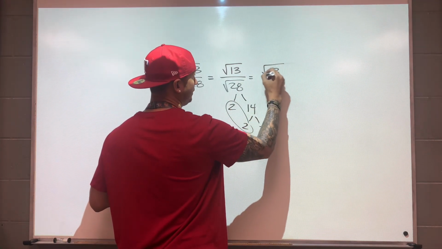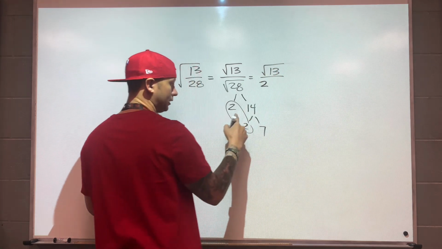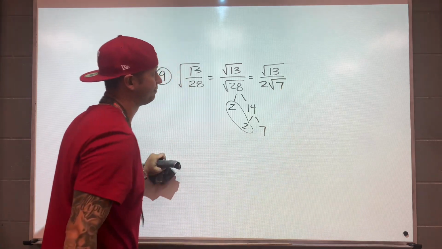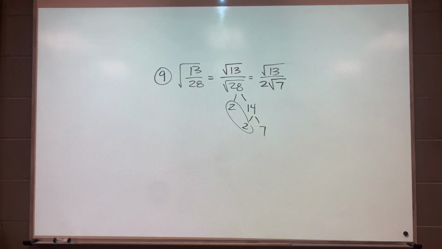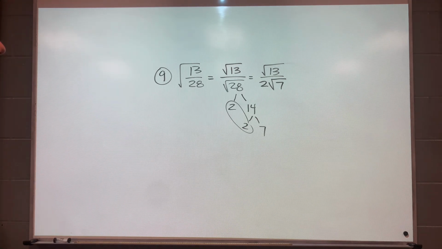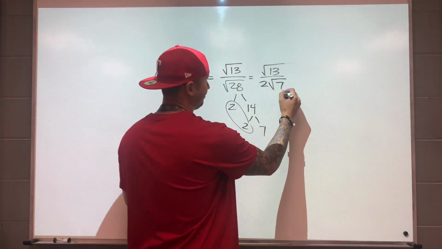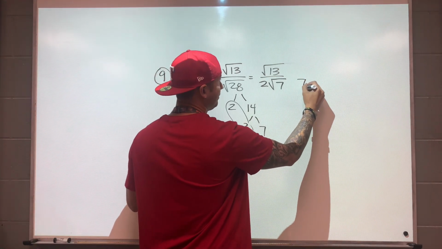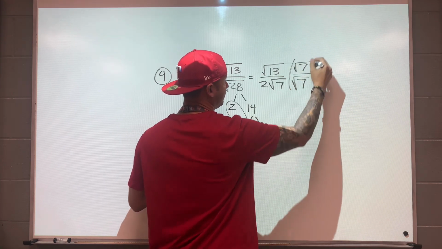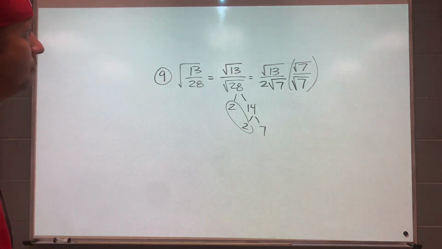So root 13 over 2, right, because the pair can leave, and then root 7. 7 is left over, so it's left in the radical. So now, we want to rationalize the denominator again. I don't want square roots in the bottom. So, I'm going to multiply the top and bottom by root 7.